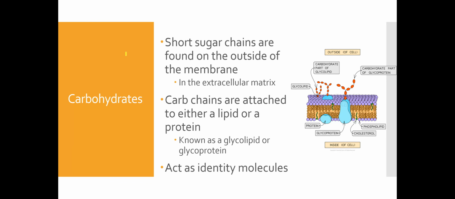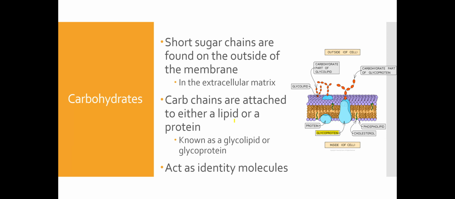But typically you find these sugars in the extracellular matrix, which means they're going to be in the components outside of the cell. And they're either going to be attached to a protein, and if that's the case, they're called a glycoprotein, like this one here.